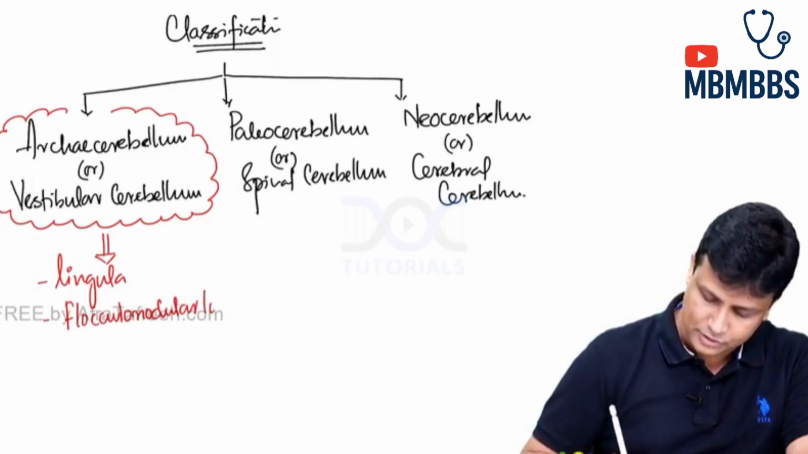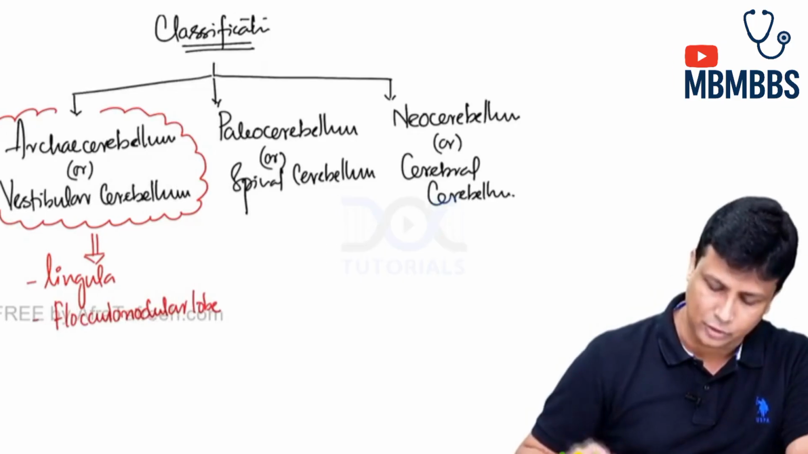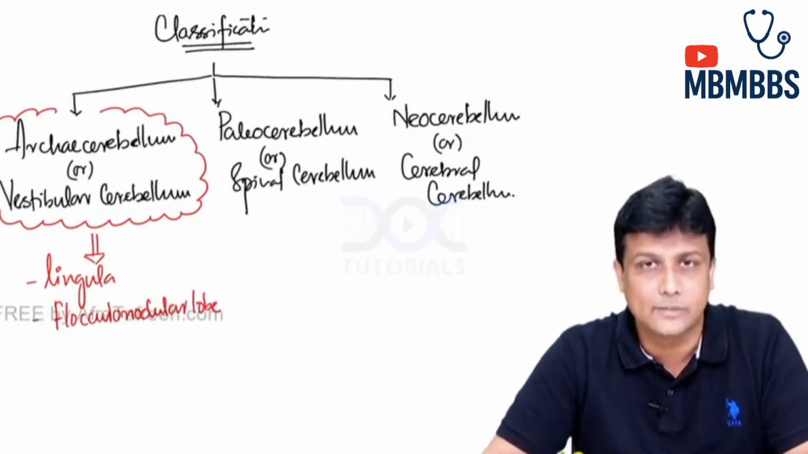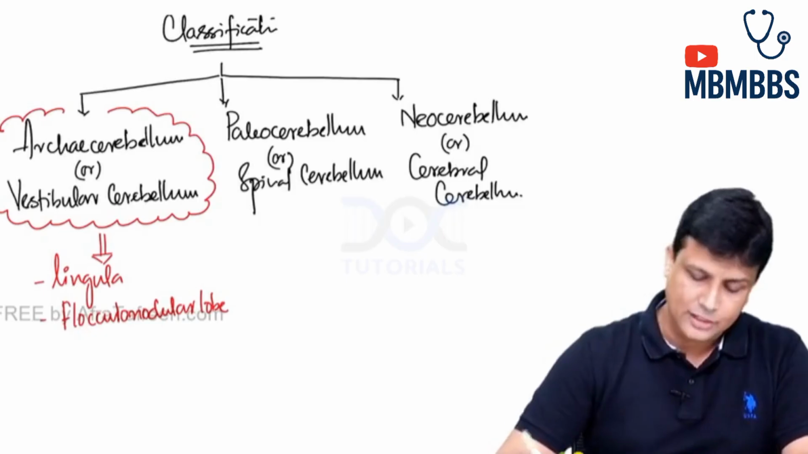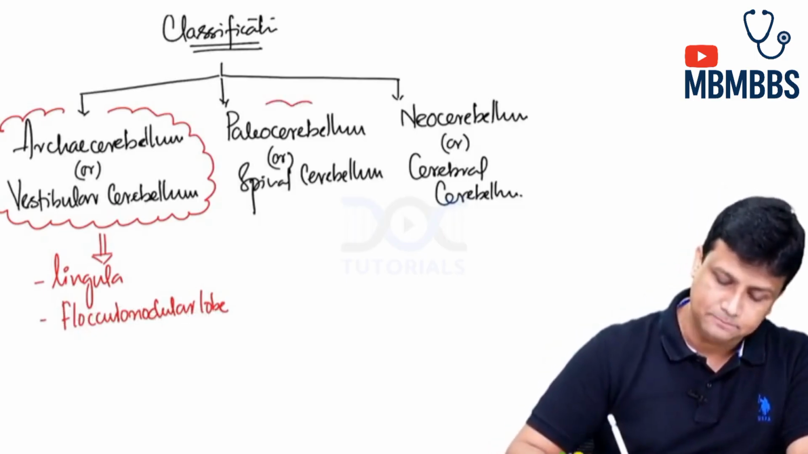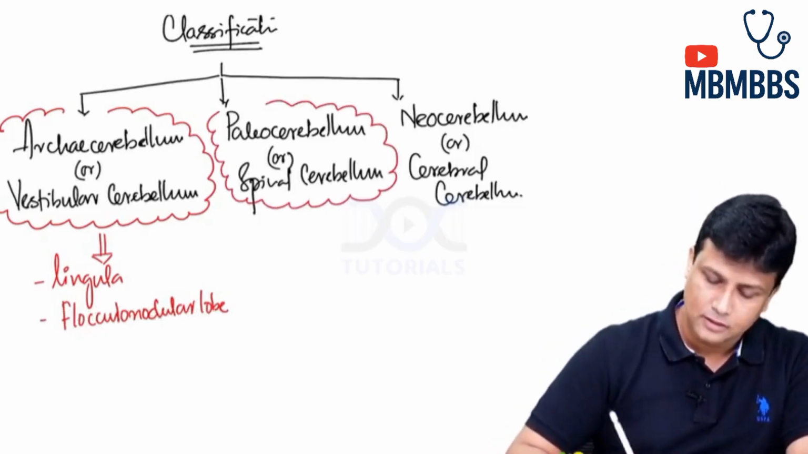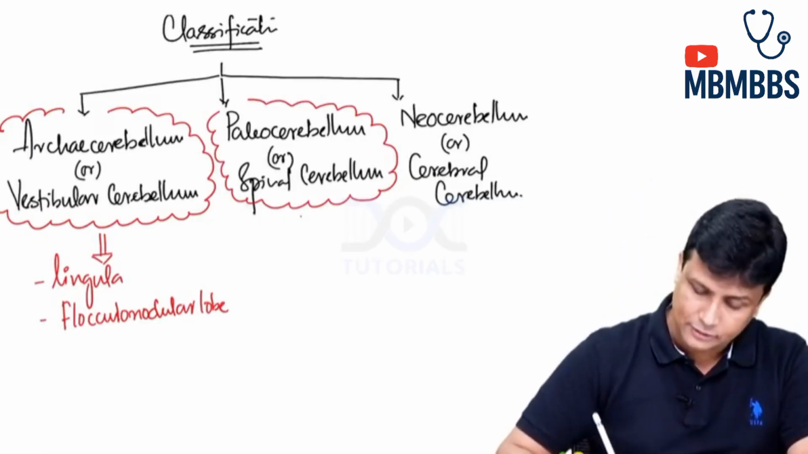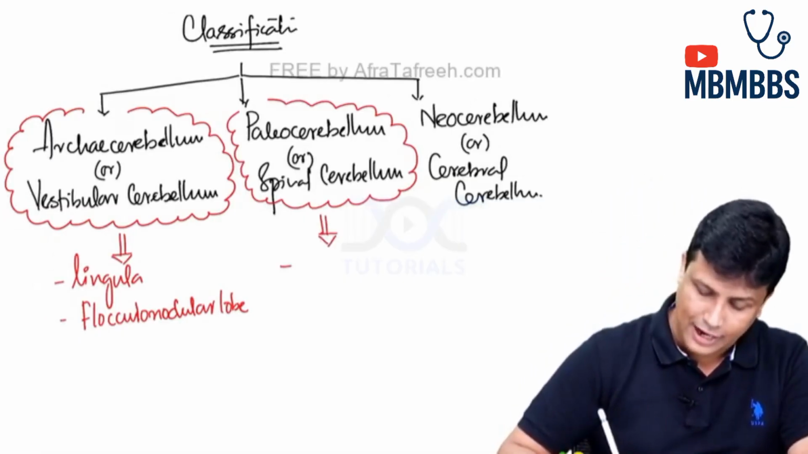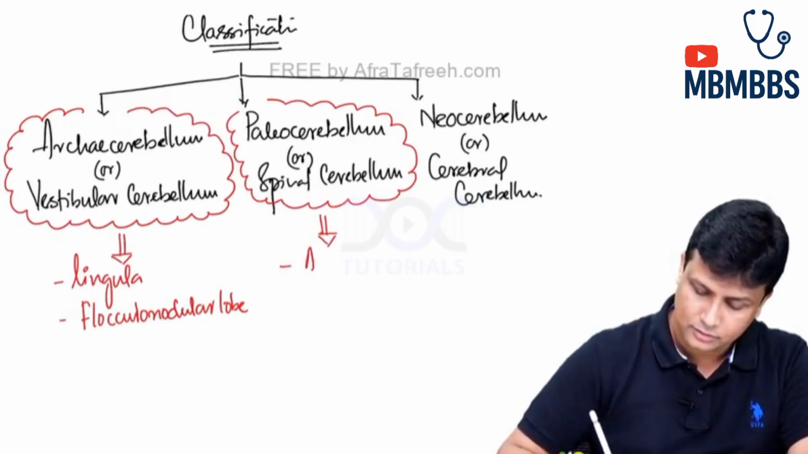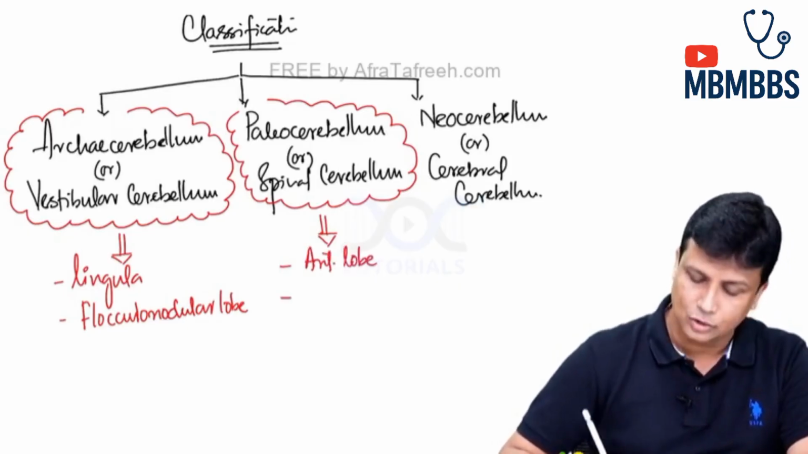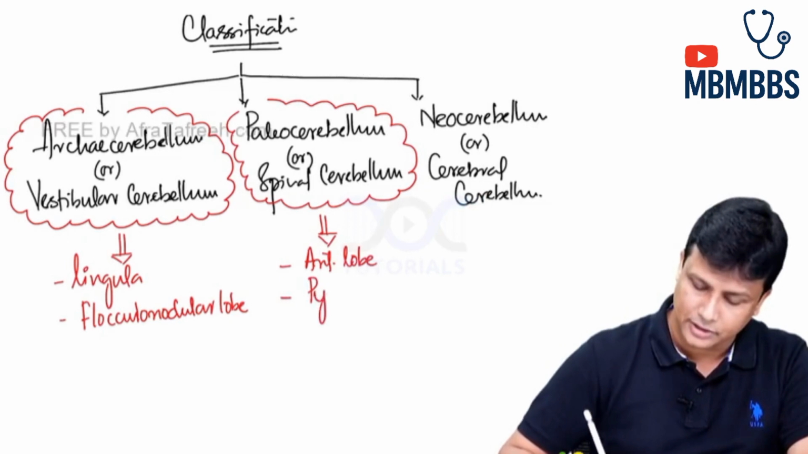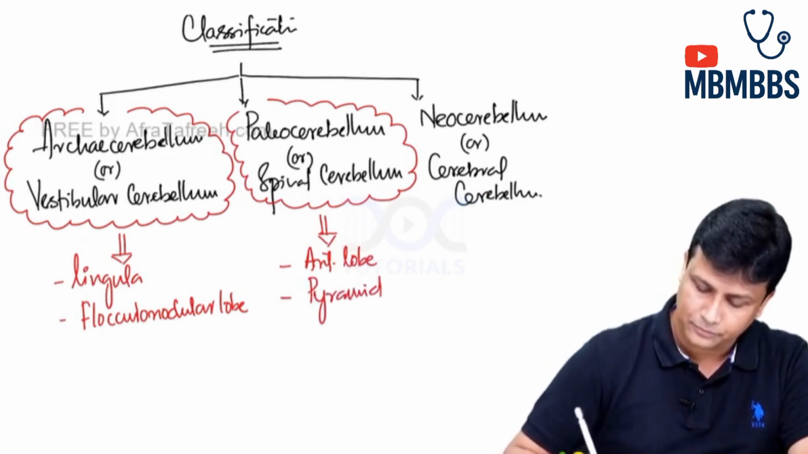Flocculonodular lobe. So, lingula and the flocculonodular lobe are included under the archaeocerebellum category. Now, the next to appear here will be the paleocerebellum, and the paleocerebellum is the one which will include the anterior lobe, and along with the anterior lobe, it is also going to include the pyramid and uvula.